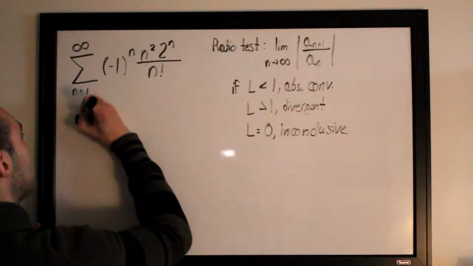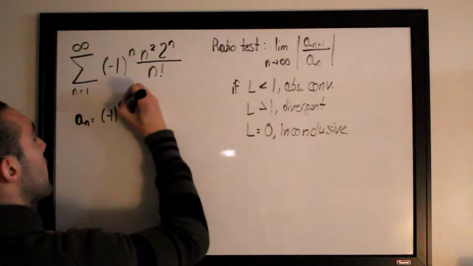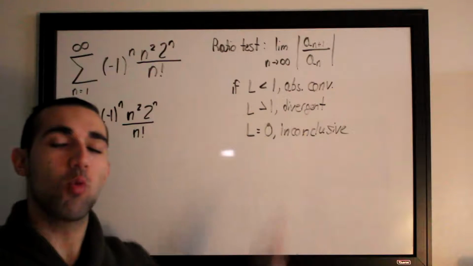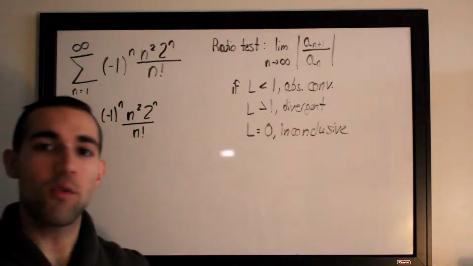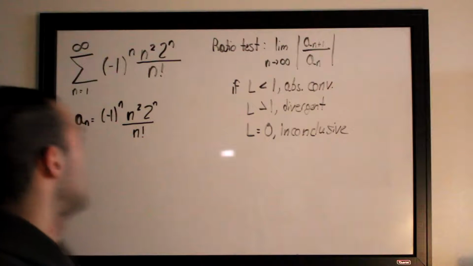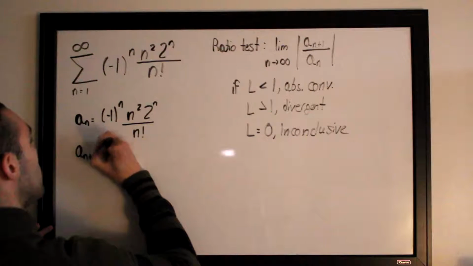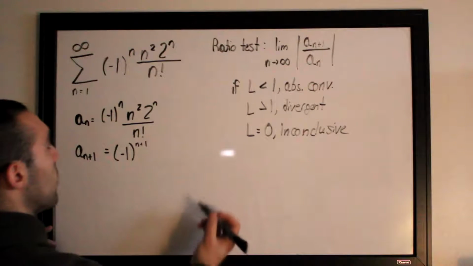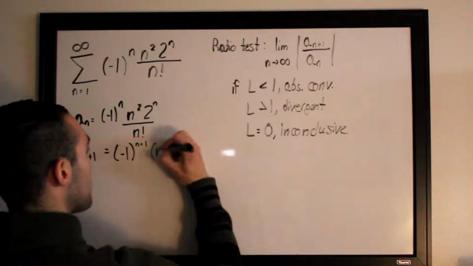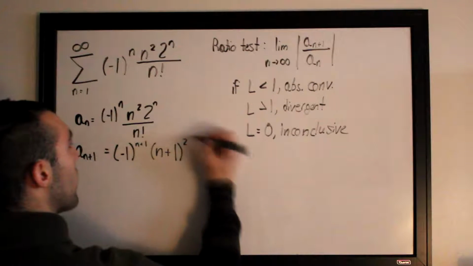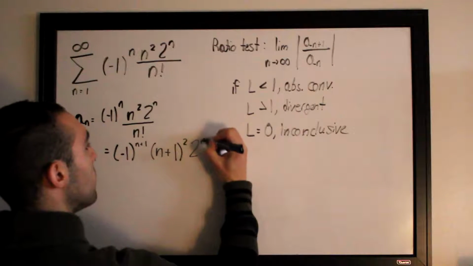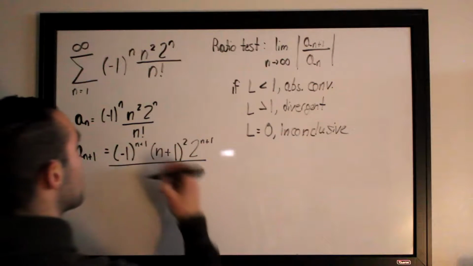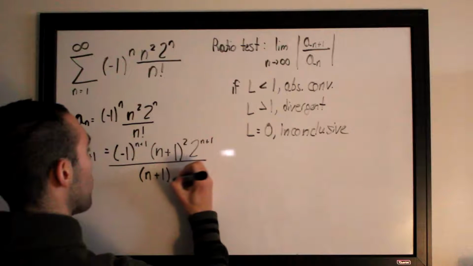So let's go ahead and write that down. A sub n is equal to negative 1 to the n squared times 2 to the n all over n factorial. And a sub n plus 1 is the subsequent term in that series. So wherever you see an n, you substitute in n plus 1. So a sub n plus 1 is going to be negative 1 to the, now that we see an n over here, we substitute in n plus 1. Then we have n squared, where we substitute in n plus 1 in brackets. This is very important: n plus 1 squared. And then we have 2 to the n plus 1, all divided by, in the place of this n factorial, n plus 1 as well. So this becomes n plus 1 factorial.